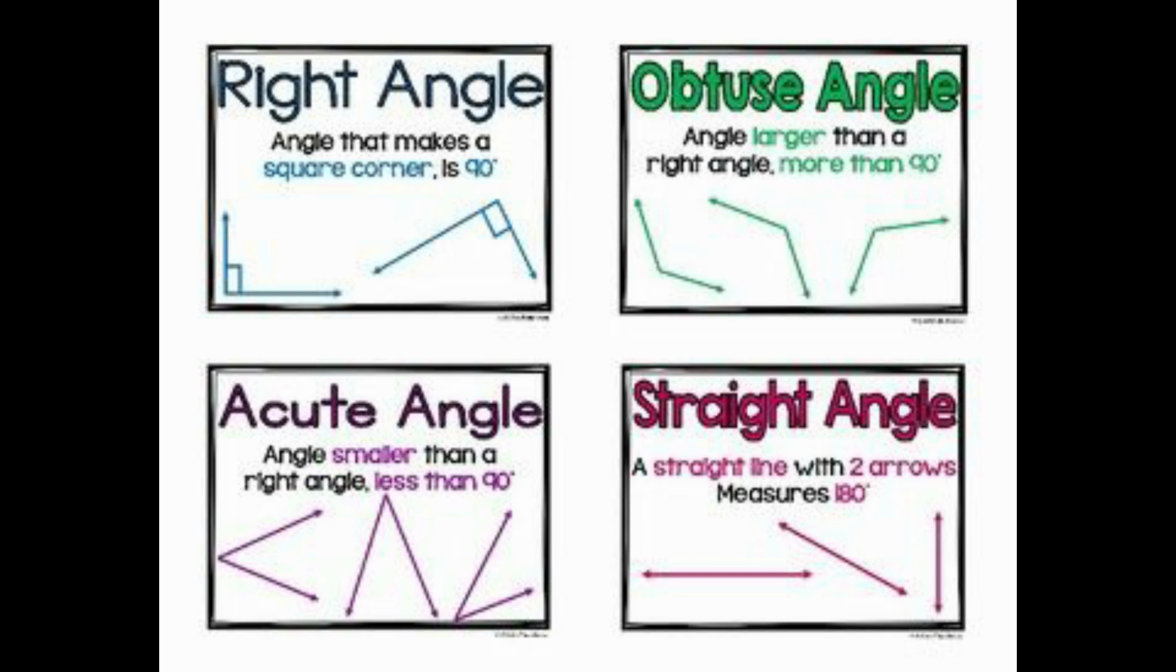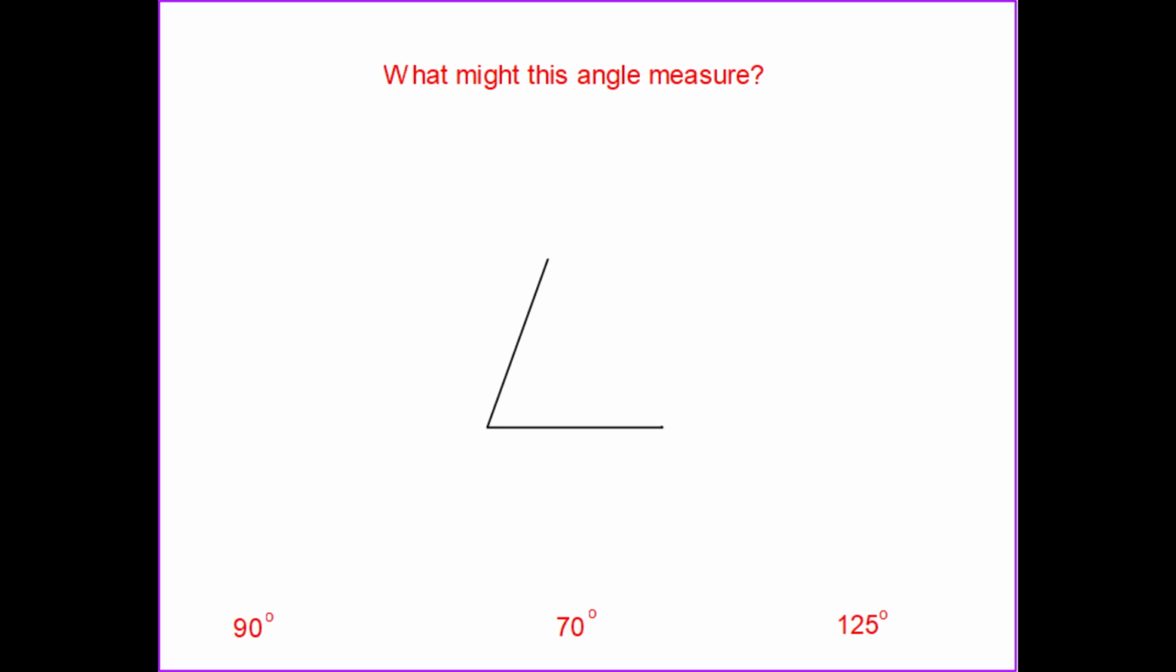What about an obtuse angle? Well, that's larger than a right angle, so it has to be more than 90 degrees. So if you see an obtuse angle, you know right away, well, it can't be 45 degrees or 60 degrees or 30 degrees because it's bigger than a right angle, so it must be bigger than 90 degrees. Let's take a look at that in practice.